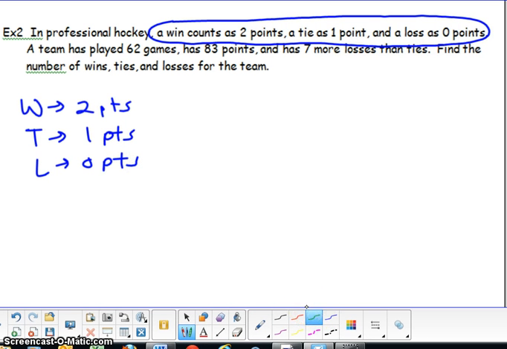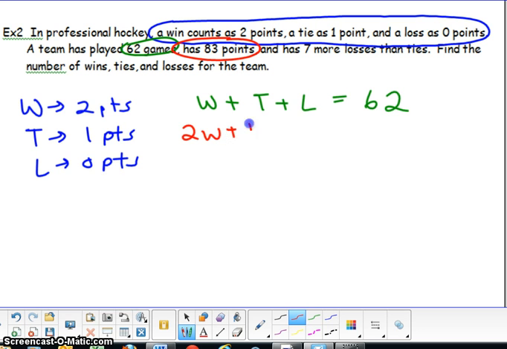Now if the team has played 62 games total, that means they either had to win, tie, or lose. So the first equation based off the 62 games is wins plus ties plus losses will be a total of 62 games. Now the 83 points is going to give us our next equation, because we know that each win is 2 points, each tie is 1 point, and each loss is 0 points. That creates our next equation.